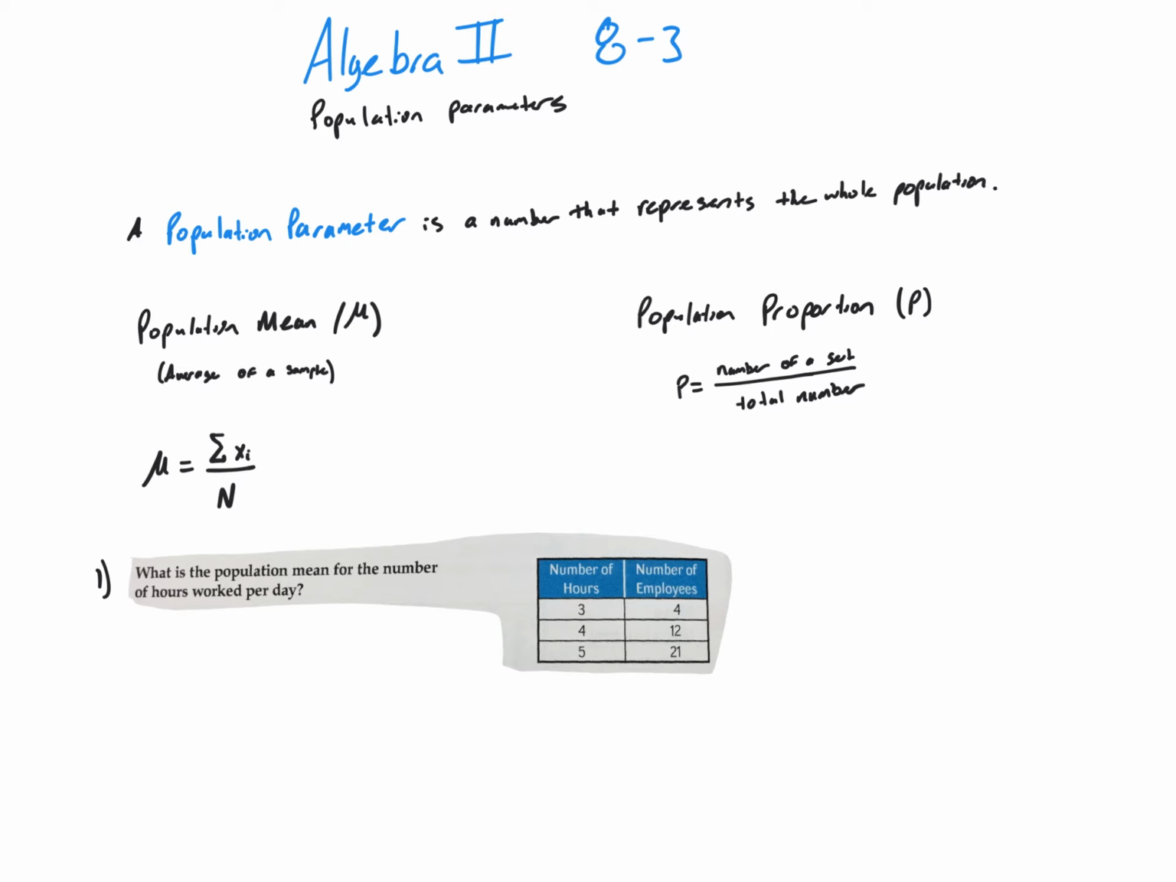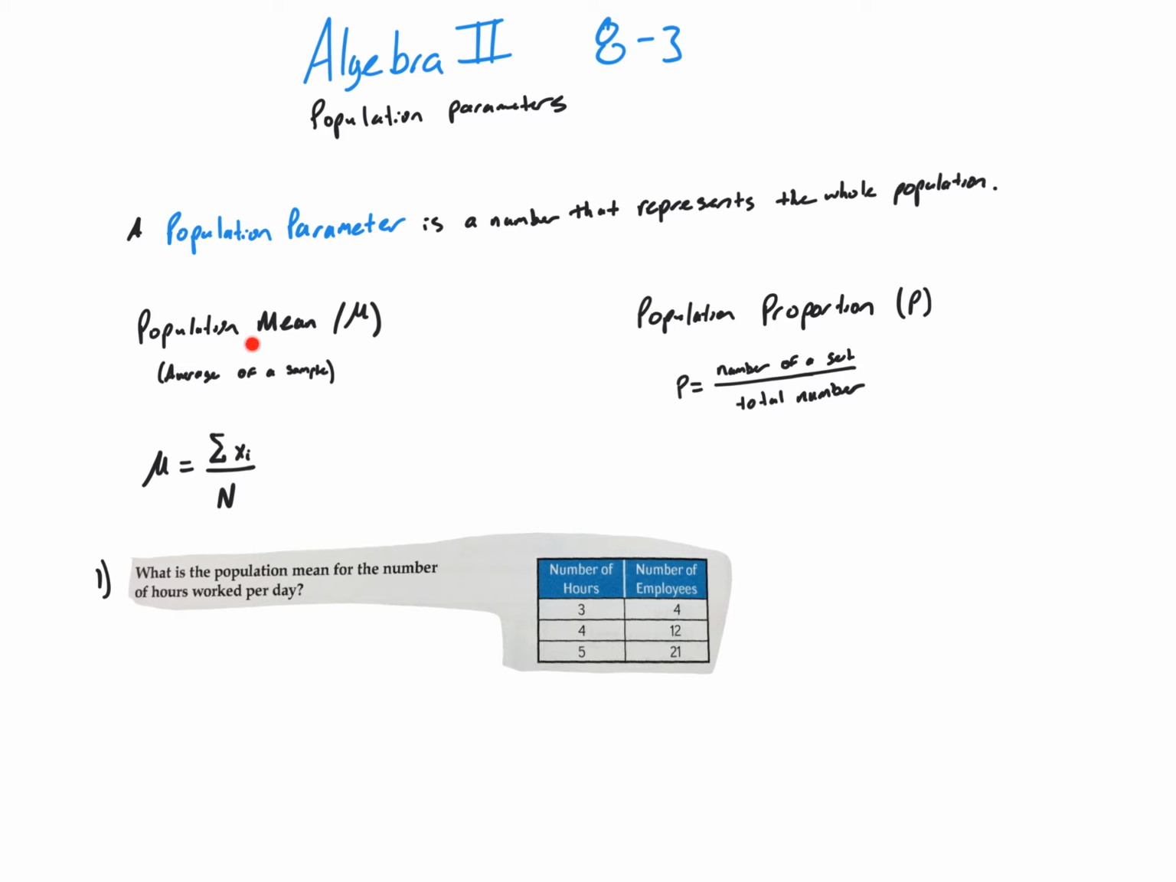You probably don't know what a population parameter is, but a population parameter is simply a number that represents the whole population. Now, generally, we won't know this exactly, and we'll have to estimate that based on a sample space, but there's a couple basic ones that we're going to start with here.